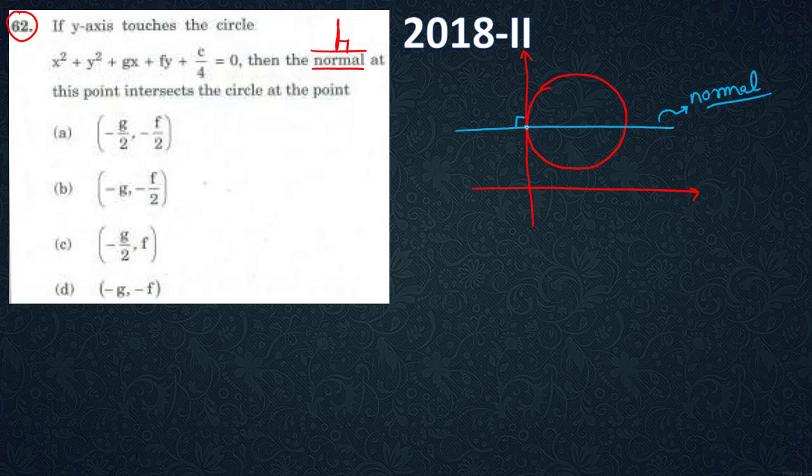Then what is the point of intersection? So they are asking for this point. What are the coordinates of this point? How will you find it? Okay, see here, this is a tangent. Yes, this is a tangent, and this is perpendicular to the tangent, and this is also perpendicular. Okay, means what?